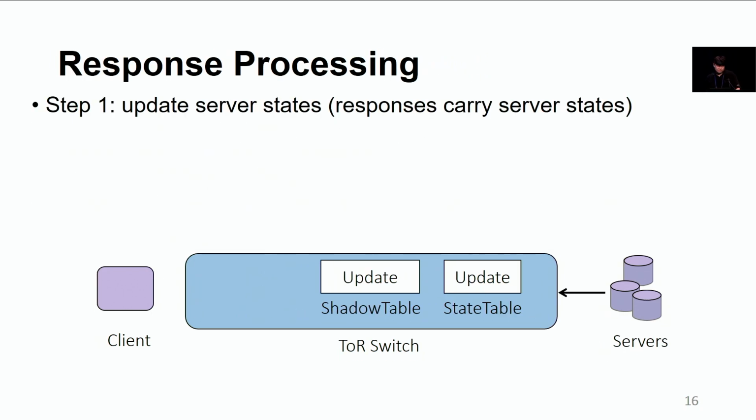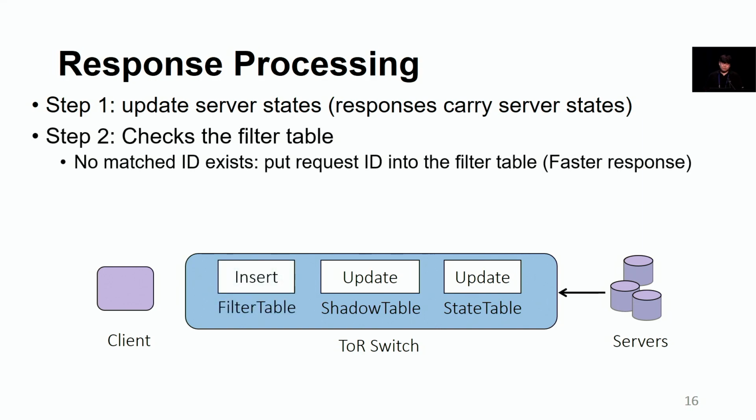So now, upon receiving a response packet, the switch first updates the server state. As we make the server piggyback the server state in the response packet, the switch first updates the server state, and next, the switch checks the filter table.